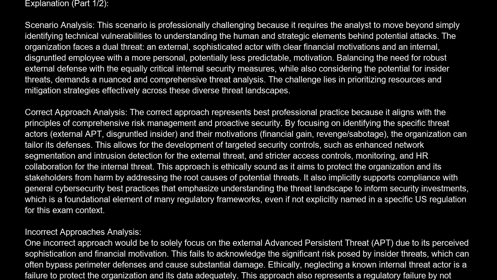Incorrect approaches analysis. One incorrect approach would be to solely focus on the external advanced persistent threat, APT, due to its perceived sophistication and financial motivation. This fails to acknowledge the significant risk posed by insider threats, which can often bypass perimeter defenses and cause substantial damage. Ethically, neglecting a known internal threat actor is a failure to protect the organization and its data adequately. This approach also represents a regulatory failure by not adhering to a holistic security posture, which is often a requirement for compliance with data protection and cybersecurity standards.